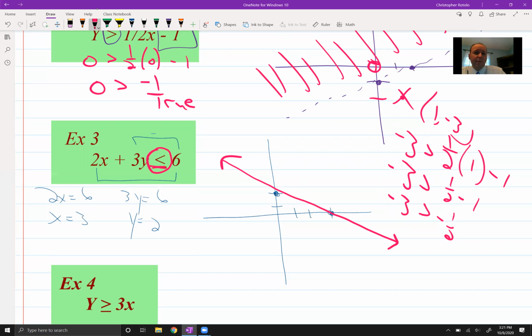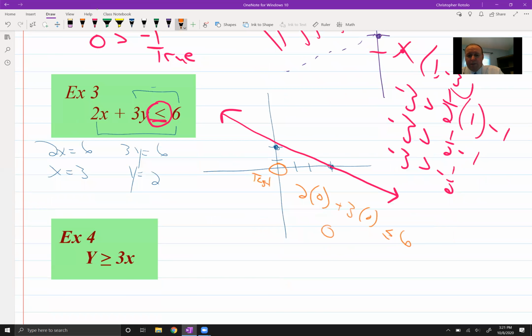All right, other thing I like about standard form, because you guys know I'm a big fan of standard form. I work with the equation whatever way it gives, that's what I'm going to do. So I'm going to test 0, 0. Look at this. 2 times 0 plus 3 times 0 is less than or equal to 6. 0 plus 0. Is 0 less than or equal to 6? Yeah, that's true.